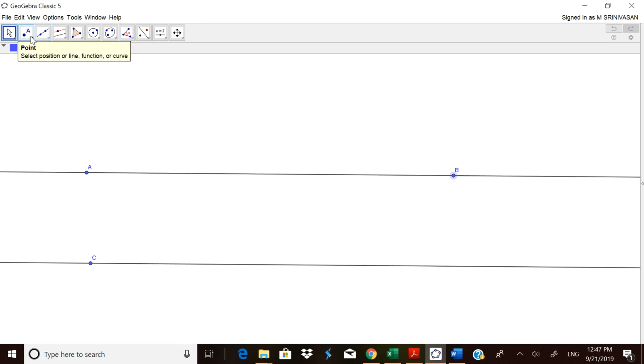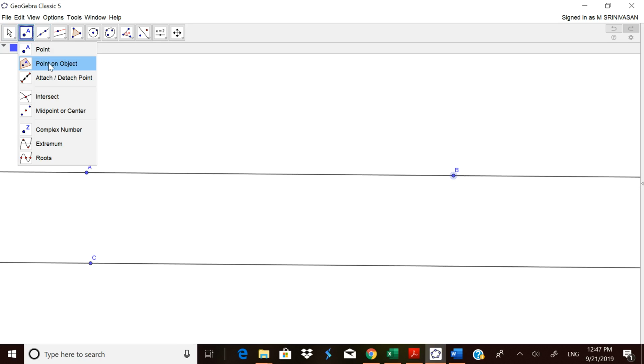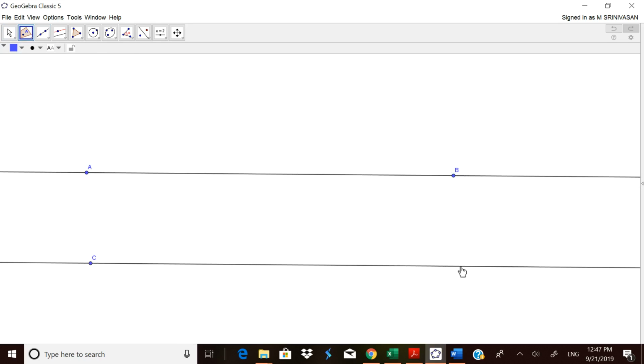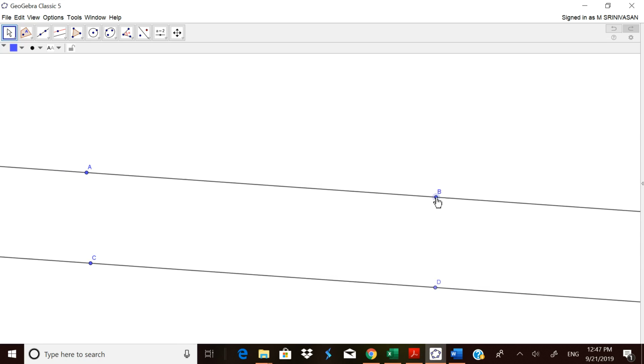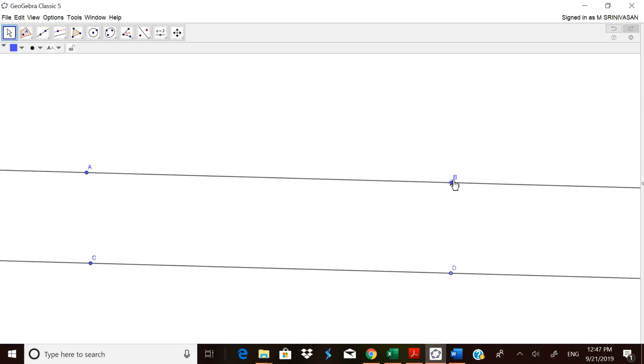Now let us take one more point on this second line and call it D. Now AB and CD are parallel. You can move and check it out. These two are parallel. Now we need a transversal.